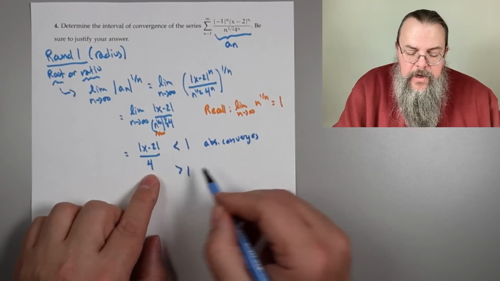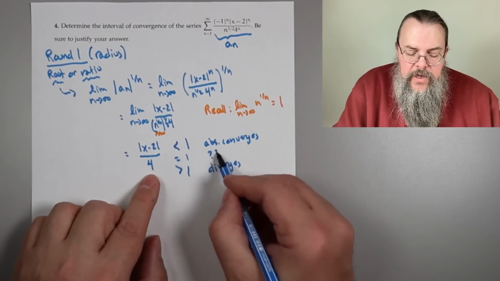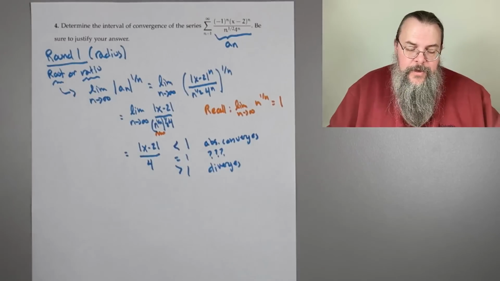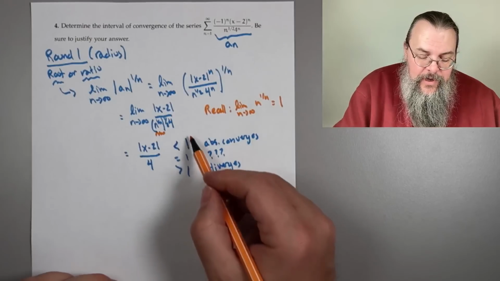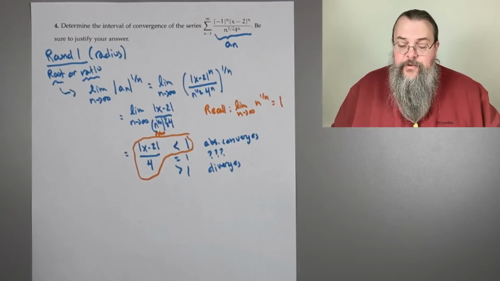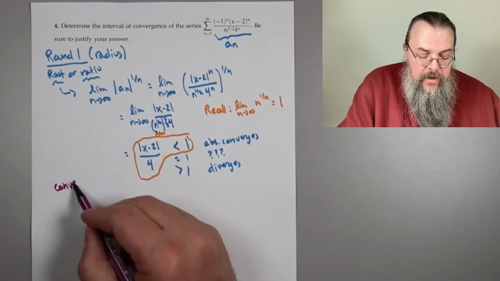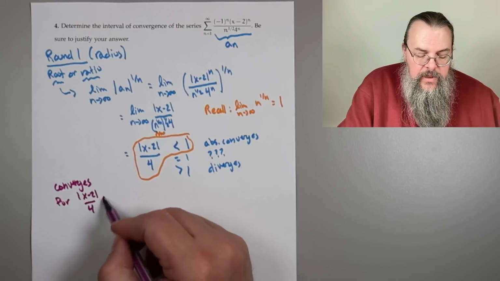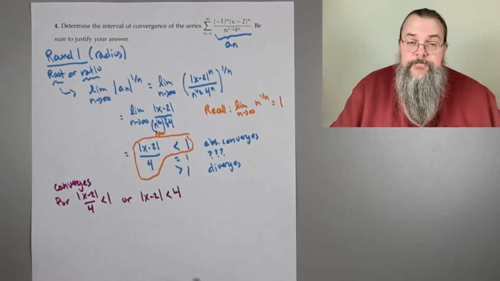If this is greater than 1, it diverges. And if this equals 1, we don't know. That's why we're doing this test. By the way, this is the same for the ratio test. Now our great aha, we really focus on the less than part. We now know for sure that this will converge when we have the absolute value of (x minus 2) over 4 less than 1, or if you like, the absolute value of x minus 2 is less than 4.